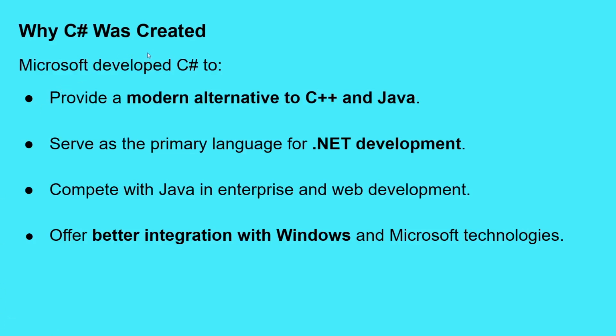Why was C Sharp created? Microsoft developed C Sharp to provide a modern alternative to C++ and Java, to serve as the primary language for .NET development, to compete with Java in enterprise and web development, and to offer better integration with Windows and Microsoft technologies.